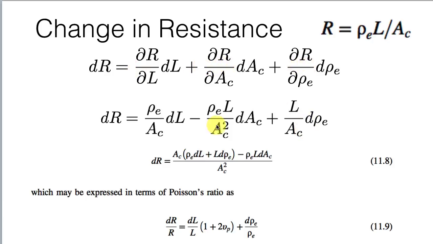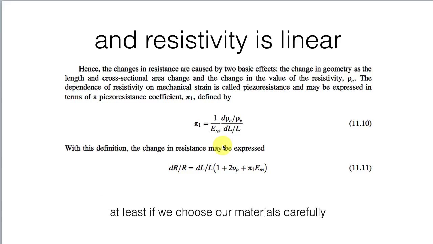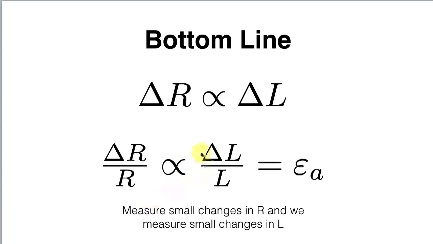So it's fairly straightforward to look at the three effects, and if we combine them, we get this equation from Figliola and Beasley. And in fact, it can be simplified if we know what Poisson's ratio is that relates the cross-sectional area change to the length change. Now, we don't need to worry too much about that if the resistivity is linear and we choose our materials carefully. We're still going to see that this change in resistance divided by the resistance is proportional to the change in length divided by the length on some basis that depends on the Poisson's ratio of the materials and the resistivity of the materials. But the bottom line, change in resistance is going to be proportional to change in length, which is proportional to the strain. And if we can measure small changes in the resistance, then we are actually able to infer those small changes in length.